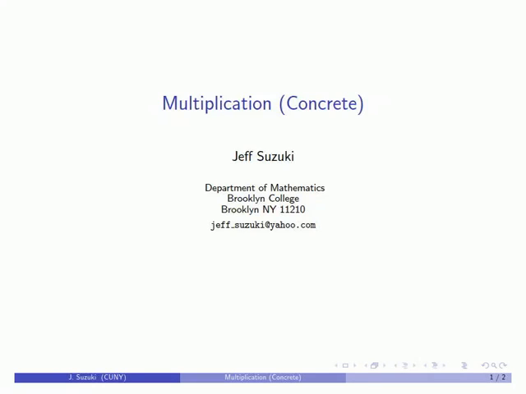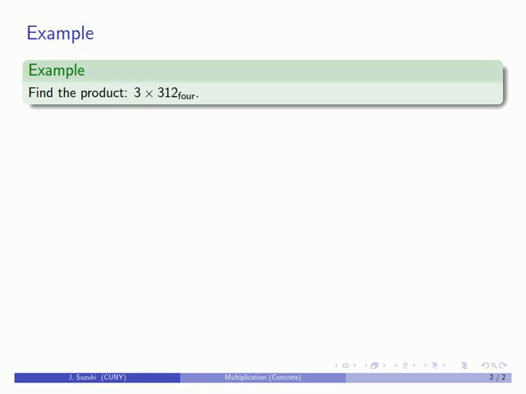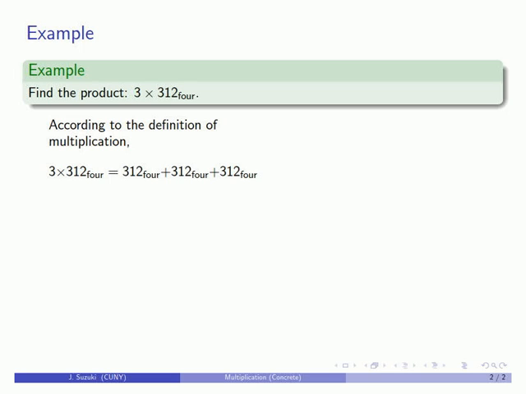So let's start off with a concrete version of the multiplication in base n. And so we might take the product 3 times 312 base 4. So again, if you know the definitions, you can do the mathematics. According to the definition of multiplication, 3 times 312 base 4 is the same thing as 3 312 base 4s added together. So we can find this product by doing repeated addition.